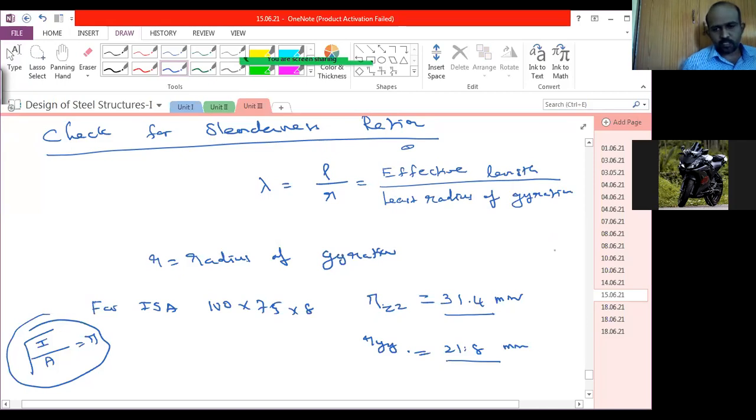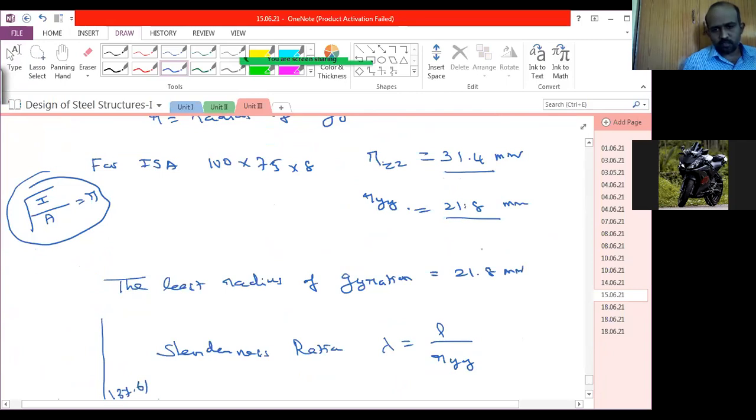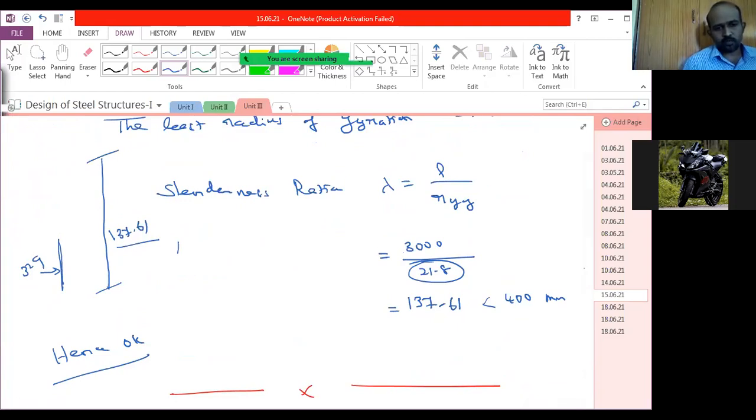The radius of gyration we have taken from the steel table, and the least value is 21.8, which we have substituted, and finally we calculated the slenderness ratio. Slender means length, the length aspect. If only a flat is there, then the slenderness ratio is high and the possibility of bending is high. With an angle section, you cannot bend easily. Up to 3 meters, the slenderness ratio is only 137.6.